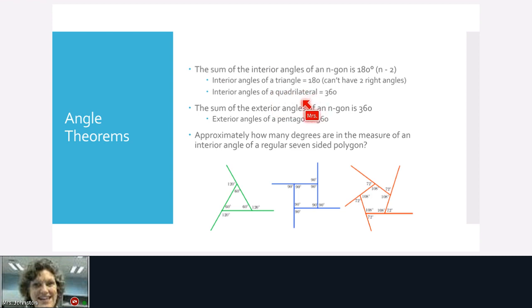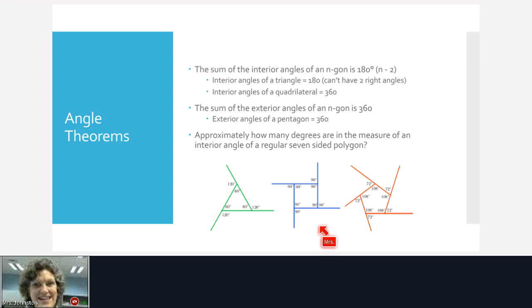Interior angles of a quadrilateral, meaning a 4-sided figure, would be 360 because 4 minus 2 is 2. 2 times 180 is 360. So any quadrilateral, a square like the one I've shown down here, or a rectangle, or even one that doesn't have regular sides, is going to have angles that add up to 360 degrees inside.